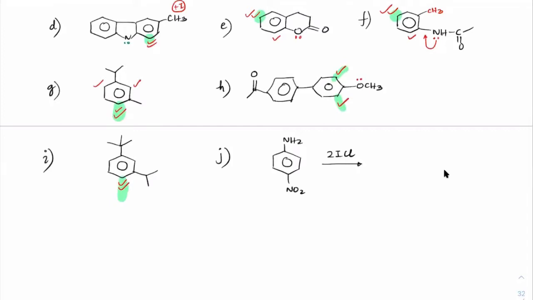NH2 is given, NO2 is given. Which is more donating? NH2, sir. Para is already fixed. So which is the position left now? So only the ortho position is left and 2 moles are given. So 2 moles will give you iodine here, NO2.